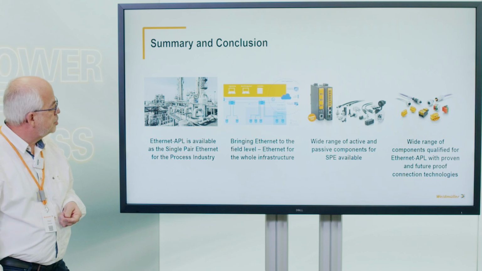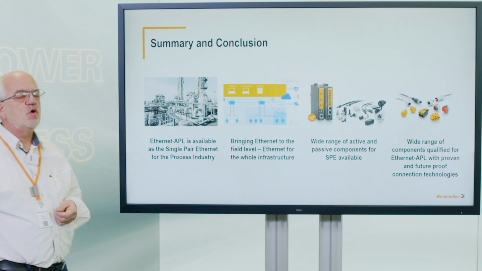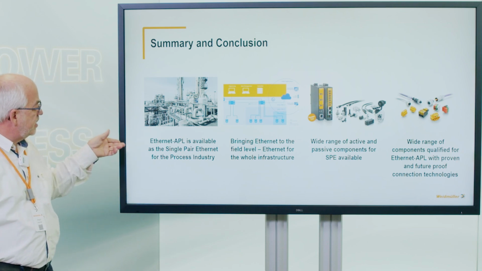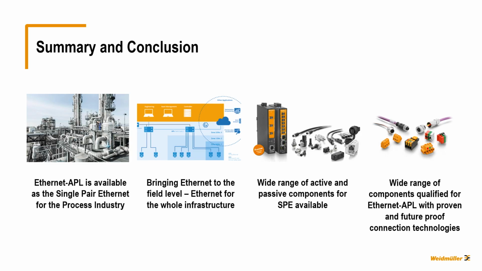That's what I wanted to show you about single pair Ethernet, just a short overview. What you take with you is that Ethernet-APL is already available for the process industry, and we now have the possibility to talk Ethernet over the whole process pyramid, the automation pyramid. We have a wide range of products, active and passive components for single pair Ethernet, and also a wide range of Ethernet-APL components, and that is the message we want to give you today.